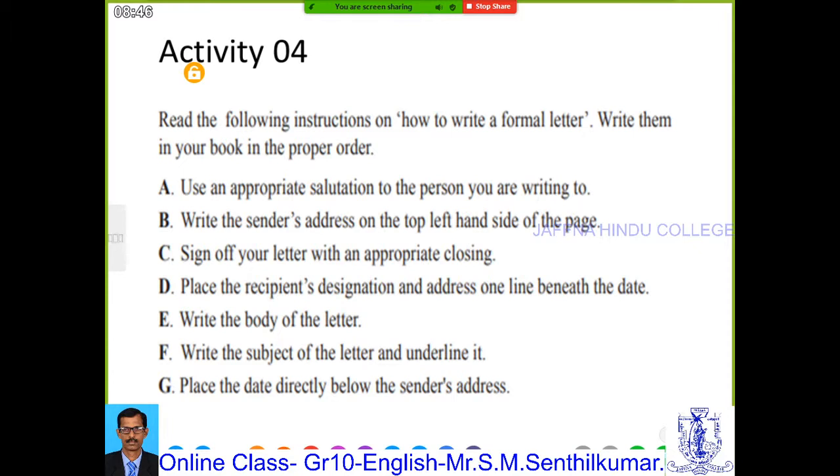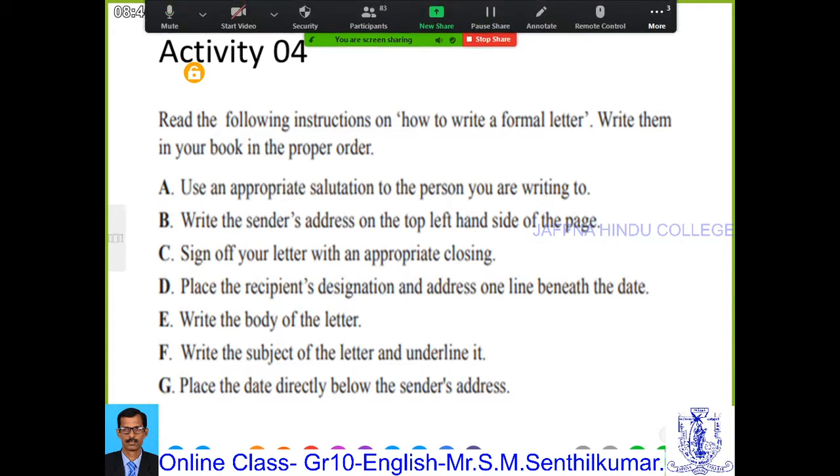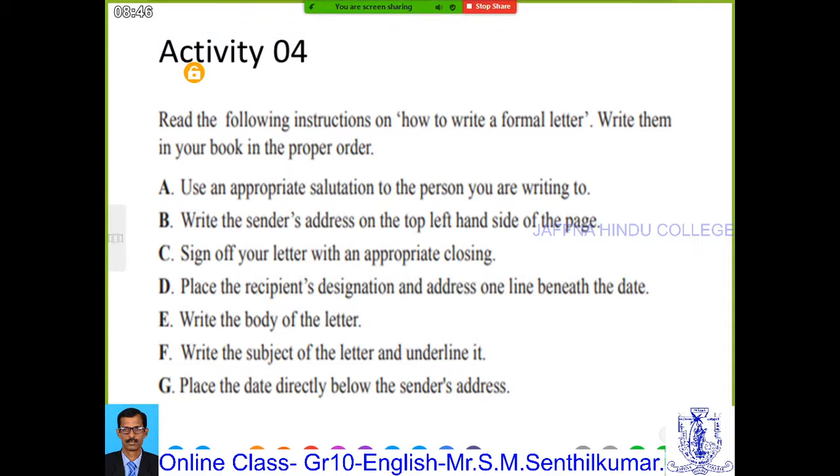Next one, in your textbook: read according to this activity, taken from your textbook. Read the following instructions on how to write a formal letter. Now I'm going to your textbook activity. How to write a formal letter: write them in your book in the proper order. First one, which is the first one, anyone? You do it, has anyone done it earlier?